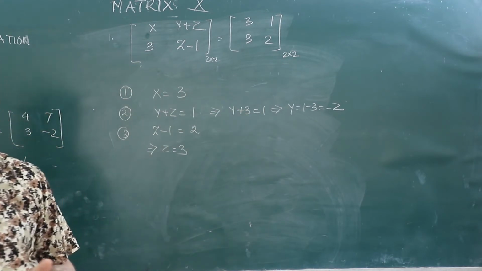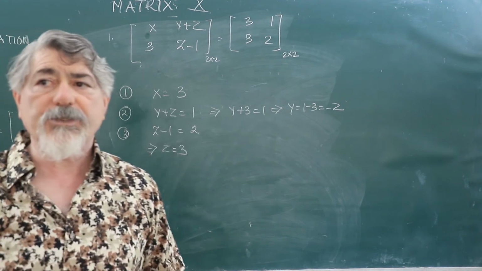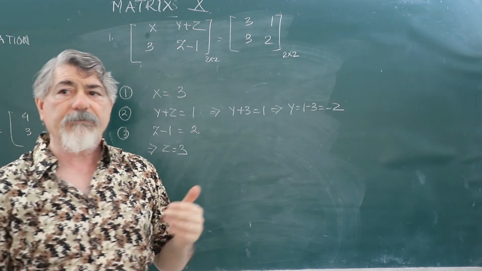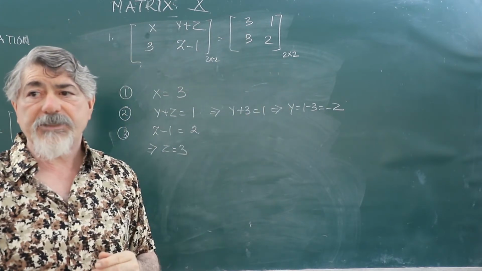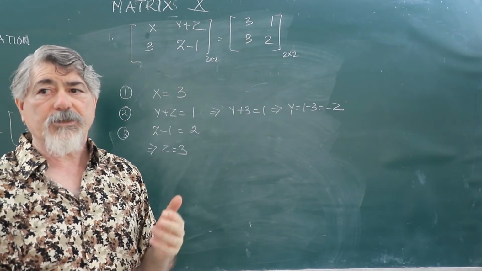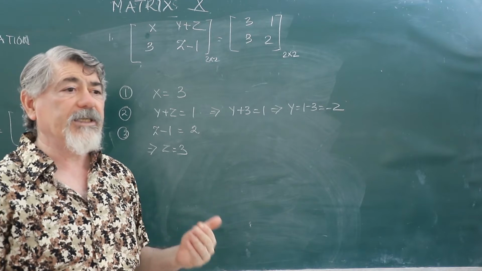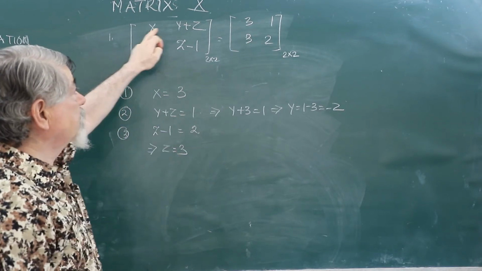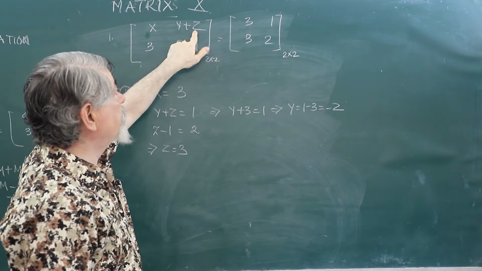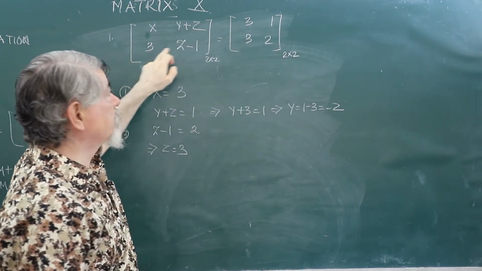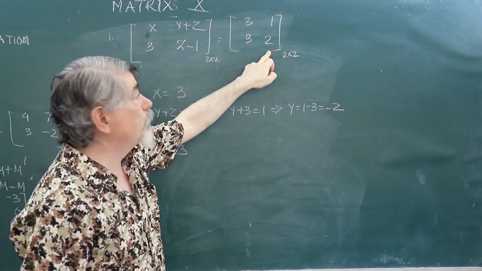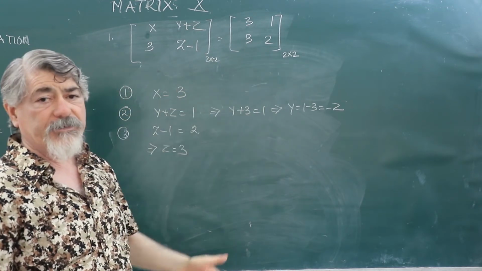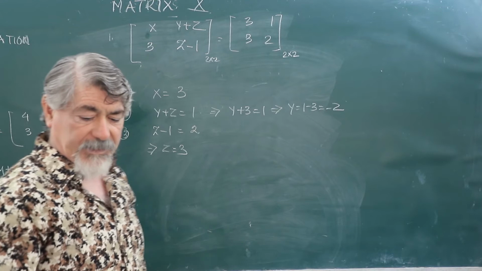For matrices to be equal, we need to make the corresponding terms equal. Put the corresponding elements equal to each other. X is equal to 3, Y plus Z is equal to 1, 3 is equal to 3, we don't need to put them equal. Z minus 1 is equal to 2, and then find out the value of X, Y and Z.